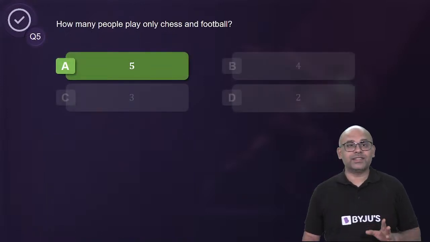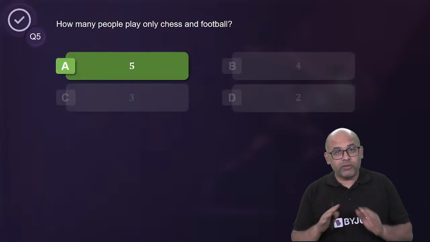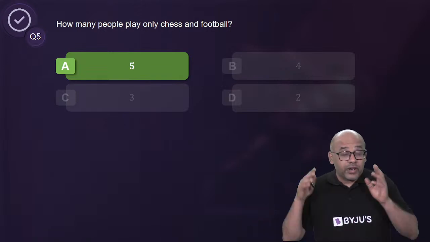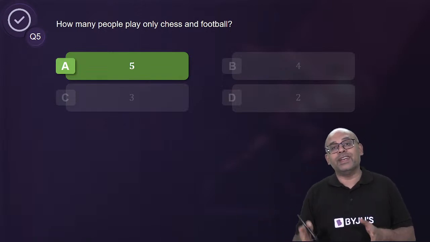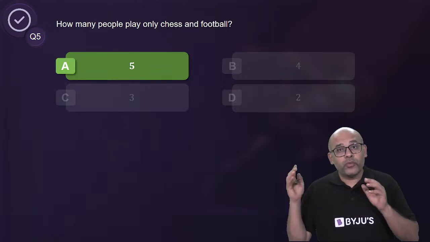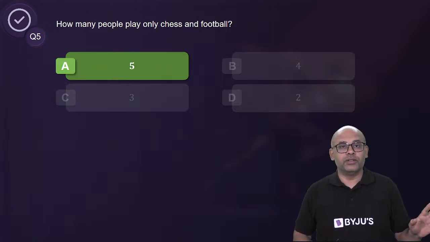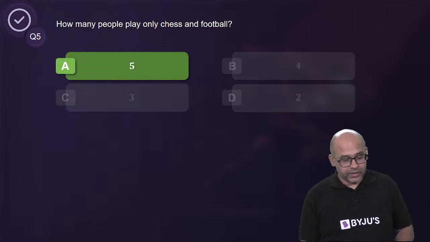Okay, so this I would rate it as moderate plus. It is not even moderate level, it is moderate plus. If you are really good in Venn diagrams, you will do it in 10 to 12 minutes. If you are weak in Venn diagrams, you will not end up doing it at all. So that's the problem in this kind of a question.